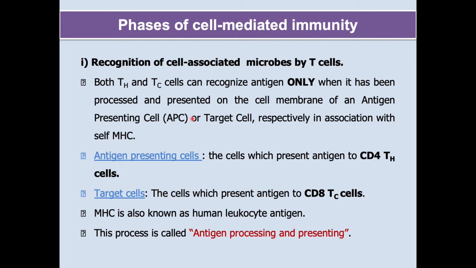So MHC means major histocompatibility complex, a receptor that can present the antigens on the surface of the cell. Okay, the antigen presenting cell is the cell which presents antigen to CD4 T helper cells, whereas the target cells are the cells which present antigen to CD8 TC cells.